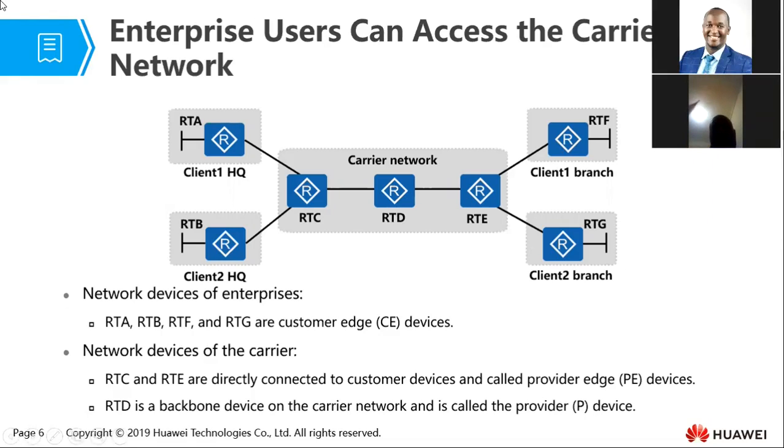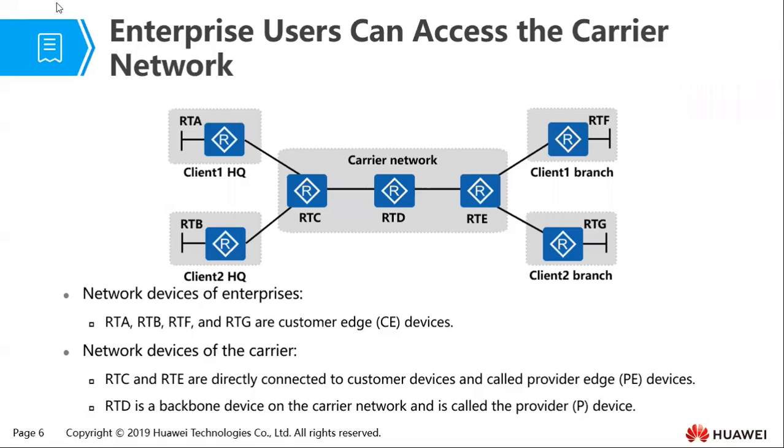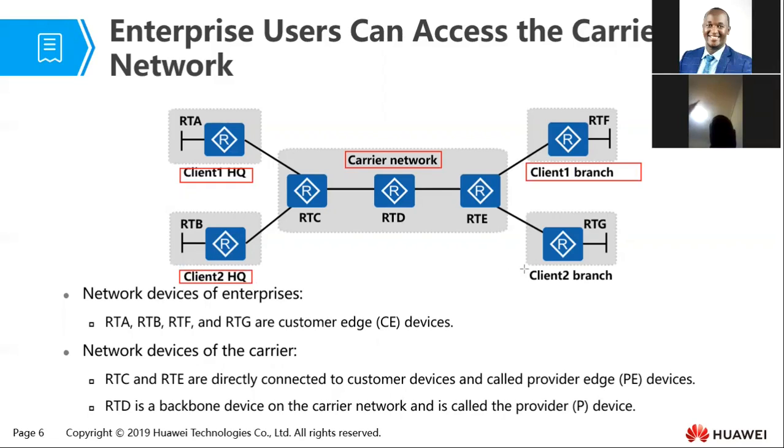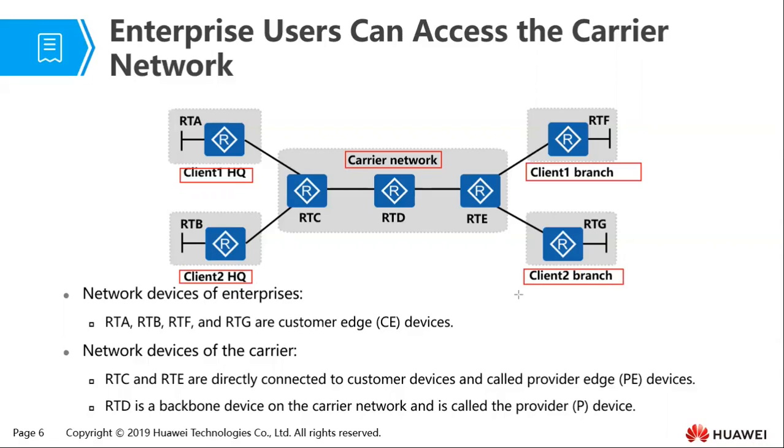Now, enterprise users can access the carrier network. So let's say here, this is the carrier network. The carrier network is simply the network of your internet service provider. So you see here, we have client 1 HQ and client 1 branch. Here we have client 2 HQ and client 2 branch.